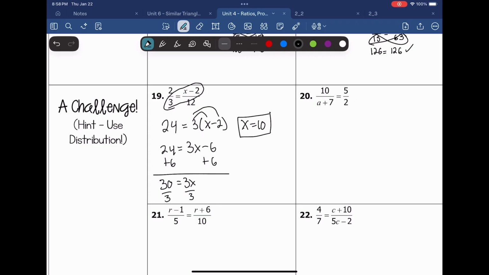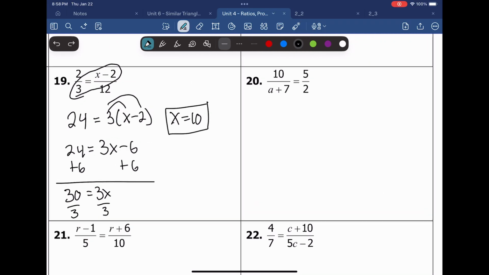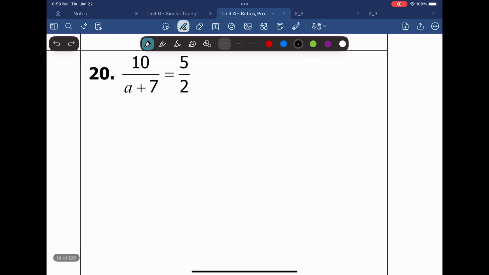Number 20, it's the exact same thing. I want you to try number 20. I want you to pause the video right now. Give number 20 a try on your own, and then I'm going to go through it. So pause in 3, 2, 1. Okay, now we're going to try it together. We'll see if you did the same thing I did.